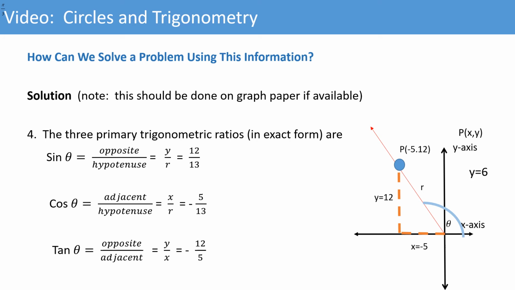Just to review, the 3 primary trigonometric ratios in exact form. Sine theta is opposite over hypotenuse, which is y over r, which is 12 over 13. Cos theta is adjacent over hypotenuse, which is x over r, which is -5 over 13. Tan theta is opposite over adjacent, which is y over x, which is -12 over 5.